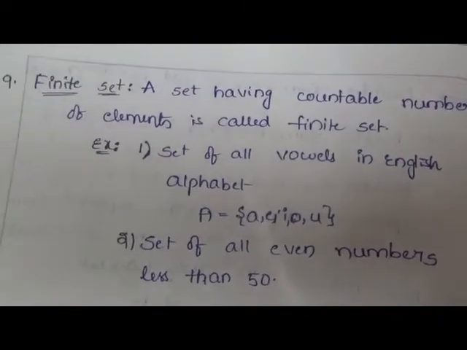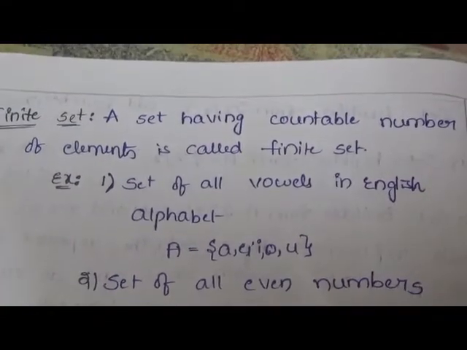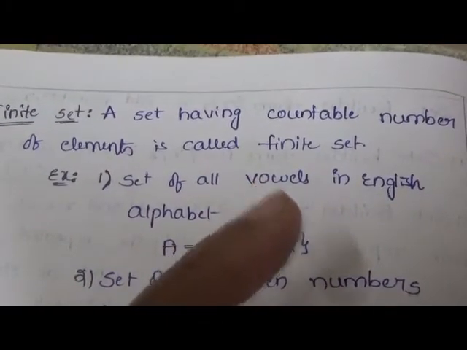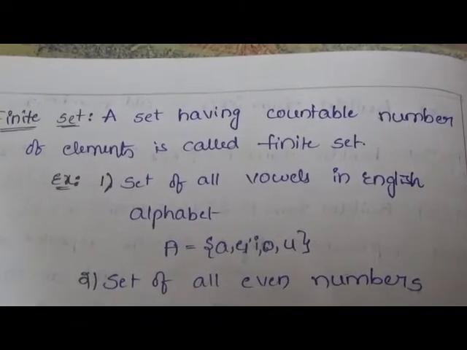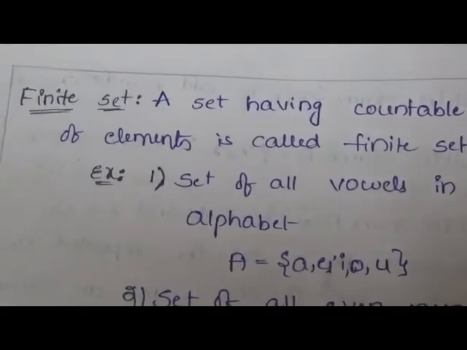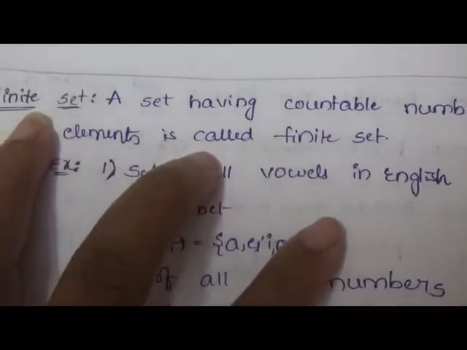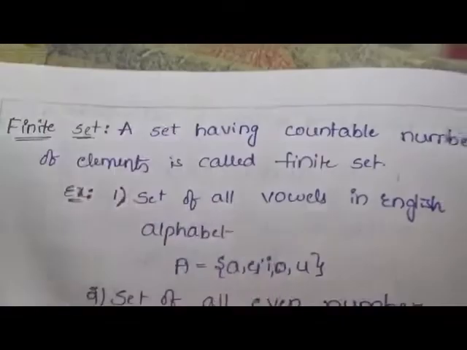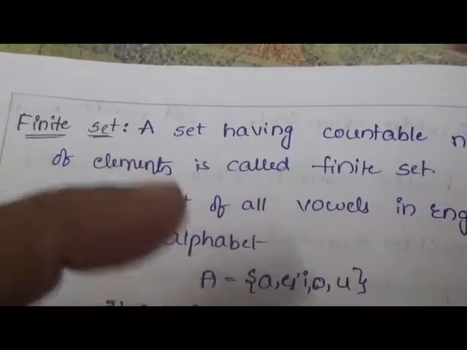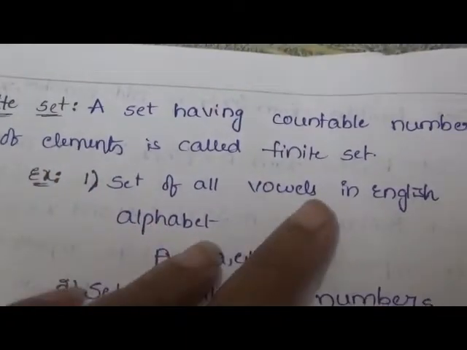Here, next, finite set. Students, while I am explaining these notes, you make your notes in a perfect manner, okay? To understand in a simple way, write all these notes and make your notes perfectly. Okay. So the next type of set is the finite set. A set having countable numbers. Finite means countable. We can count how many elements are present in this set. So a set having a countable number of elements is called a finite set.